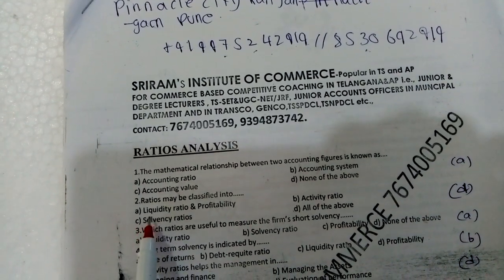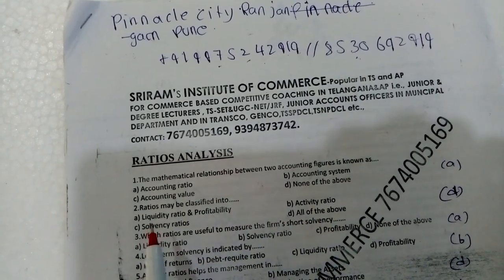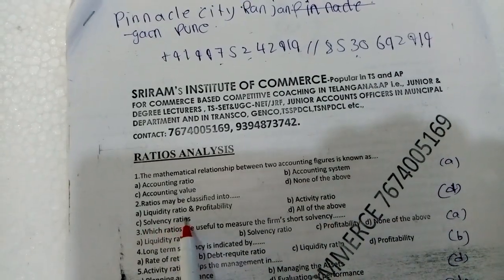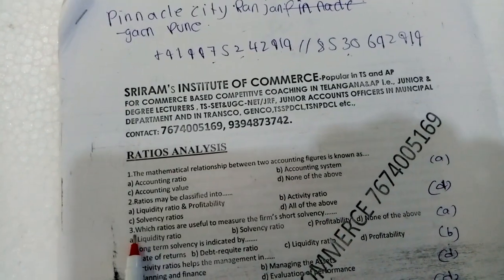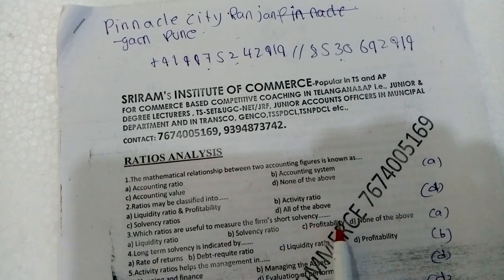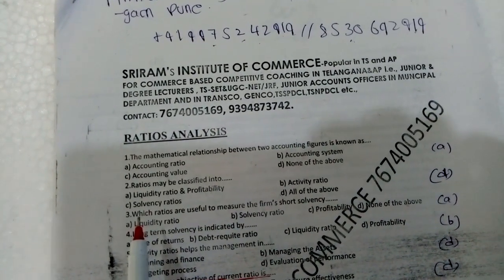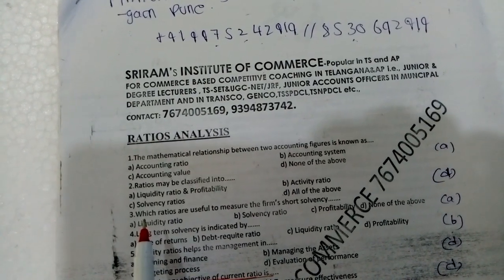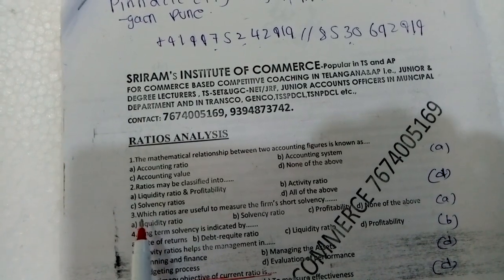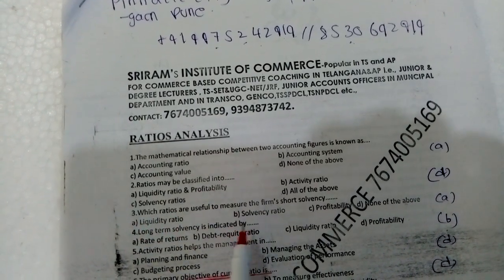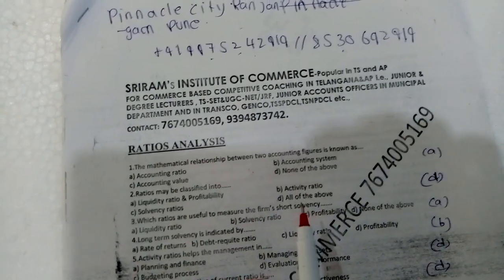So that is the second question. Ratios may be classified into: option A is liquidity ratio and profitability ratio, B is activity ratio, C is solvency ratio, D is all of the above. Answer is D. Means the ratios are divided into liquidity and profitability ratio, second activity ratio, and third solvency ratio.